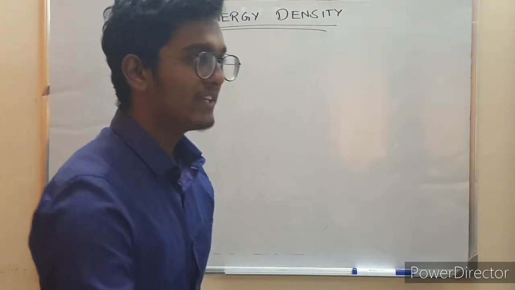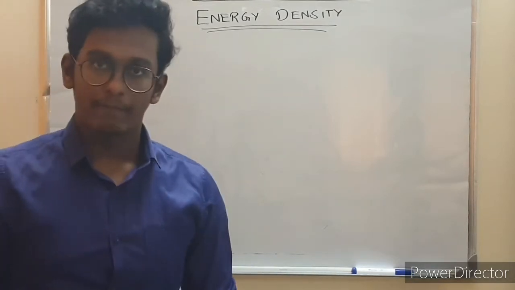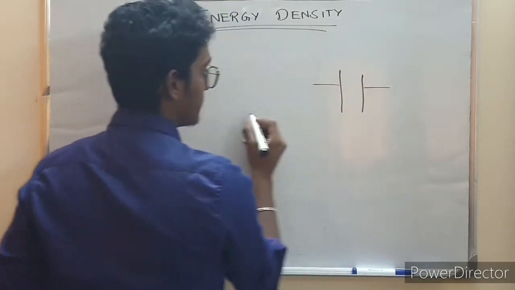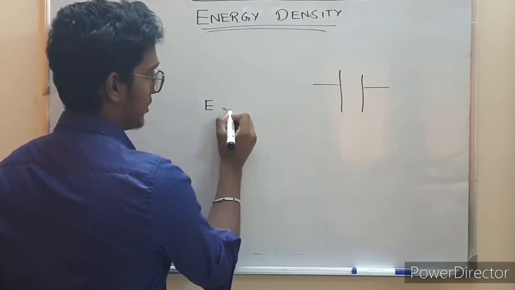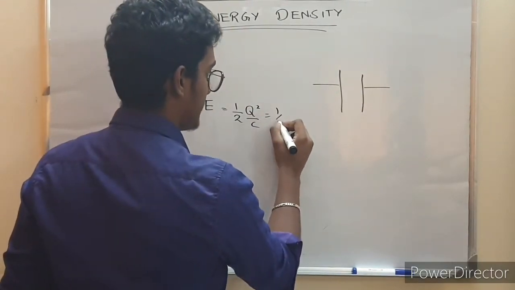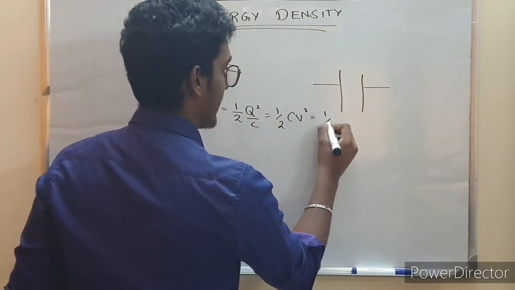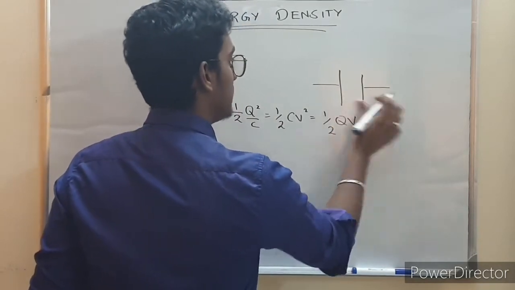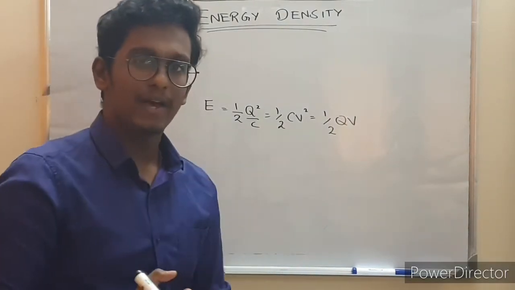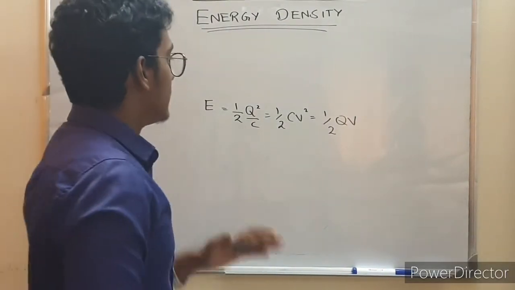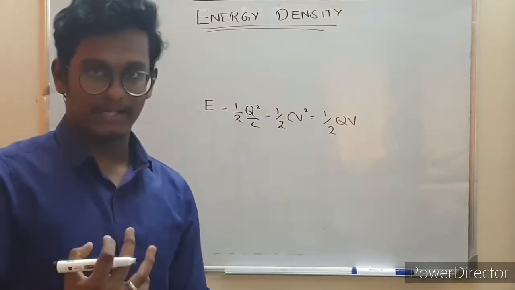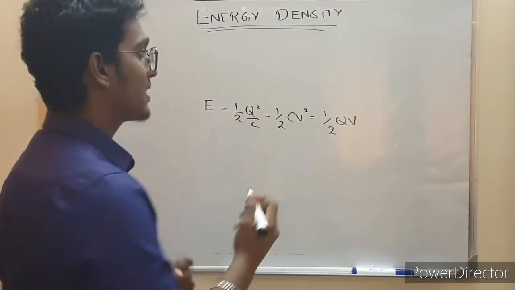Okay, so when we said that there was energy stored in a capacitor, and we found out the magnitude of that energy in a capacitor to be three different quantities, that was half Q squared by C, and then we had half CV squared, and also we had half Q times V. These three quantities we had. So when we say that this much energy is stored in a capacitor, what does it actually mean? That energy we can also say is the energy possessed by the electric field in between the capacitor plates.